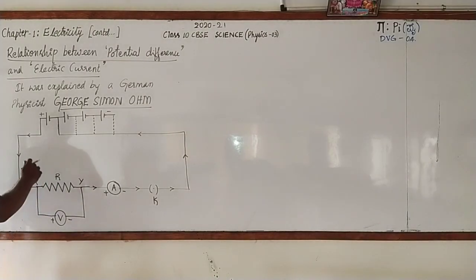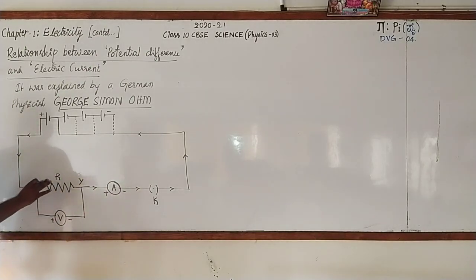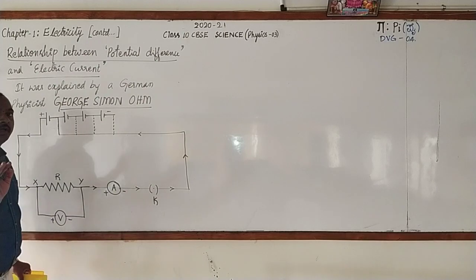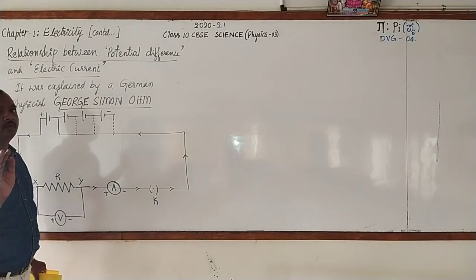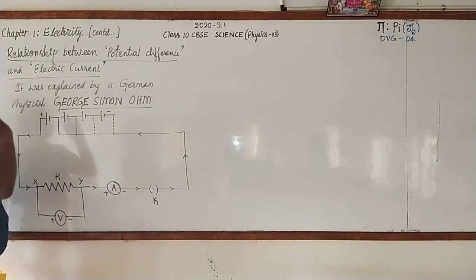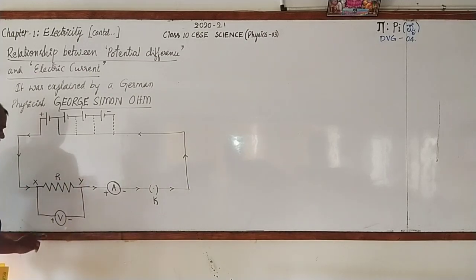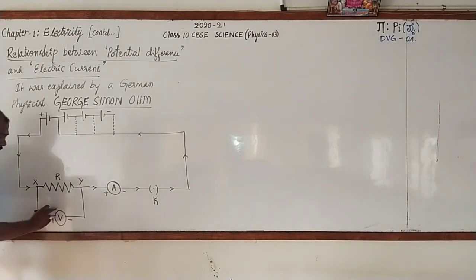Yes, dear students, here I have drawn a circuit diagram which can be used to verify Ohm's law, or to find out the relationship between potential difference and electric current. Here we have used different electrical components. XY is a nichrome having some electric resistance. Then here V is a voltmeter.